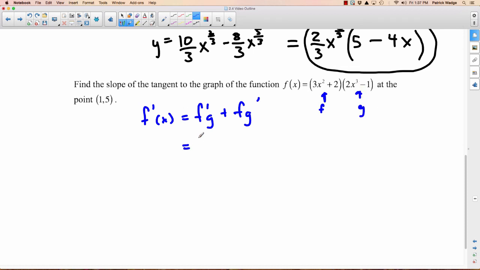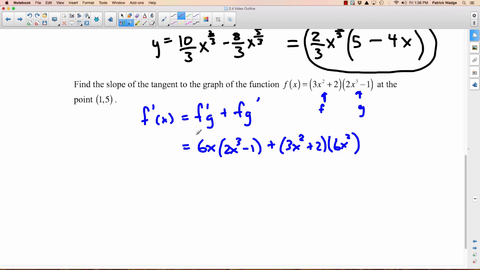Let's do it. F prime. So we're going to take the derivative of this. First term, do the power rule, you get 6x. Second term, it's a constant, just 0. So that's done. G, here's g. I'm going to multiply it by 2x cubed minus 1 plus f, here's f, 3x squared plus 2. G prime. So we're going to take the derivative of this. First term, power rule, 6x squared. Second term, constant, just equals 0.